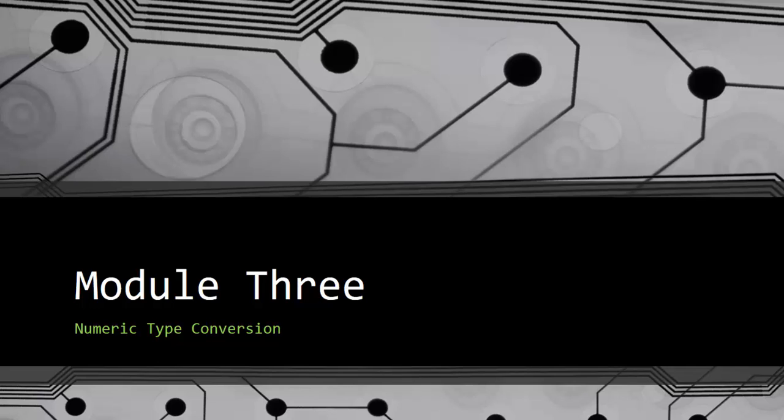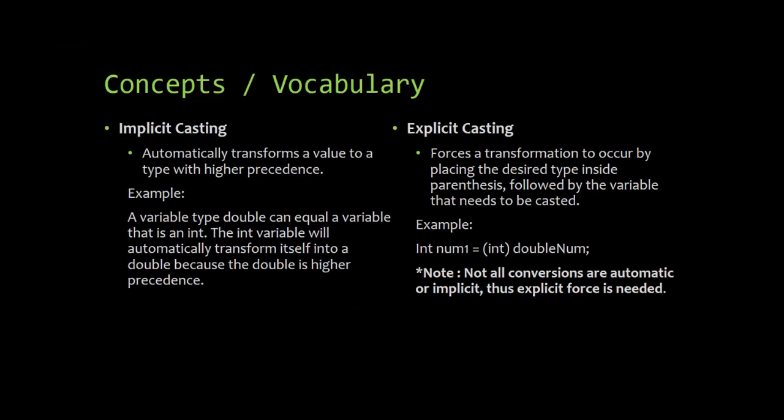So numeric conversion is when you have one type of variable, such as an integer, that has to deal with a double valued variable, such as num1 plus num2, where num1 is an integer but num2 is a double. That interaction forces a numeric conversion to occur. There are two main types of conversions: implicit and explicit.